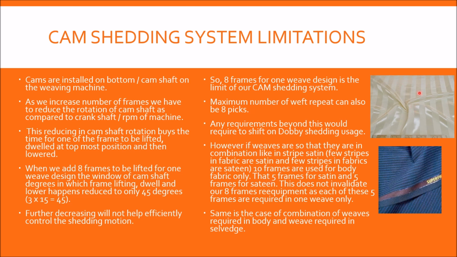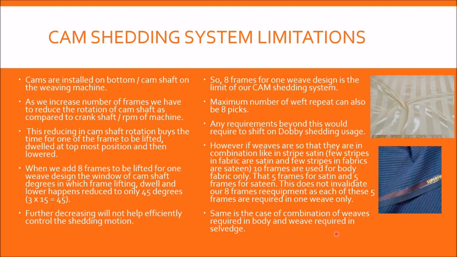That is when we have a striped satin fabric. You see, as stripes are being made, one stripe is making a satin weave, another is a satin weave, and each requires 5 frames. So the combination of 5 and 5 is 10 frames. Still it is not breaking the rule, because this 8 frame requirement is for one weave, and we are using two weaves. Similarly, the selvage may have one weave, and the body may have another weave. Still there will be a combination, and it will not break this rule of 8 frames for one weave.